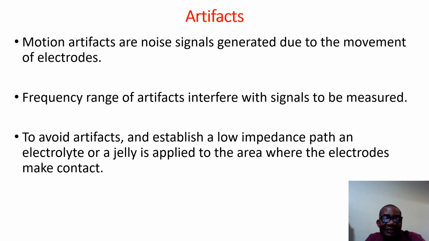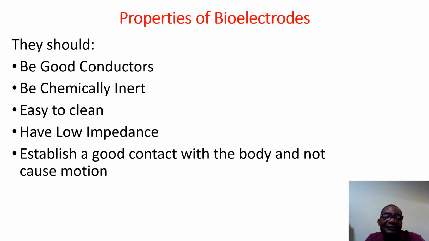That is why when an ECG test is conducted, you notice that they place some jelly on your skin before placing the electrodes on the chest. The purpose of that jelly is to reduce the effect of artifacts on the measurement. When the jelly is placed, it helps to establish a low impedance path on the electrolytes. So that is why we place jelly, to reduce artifacts while taking measurements.